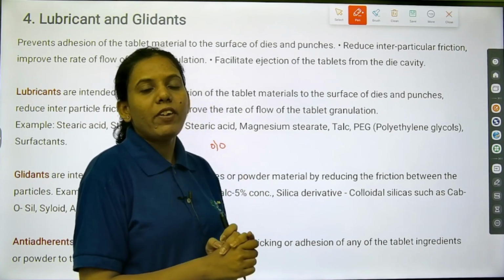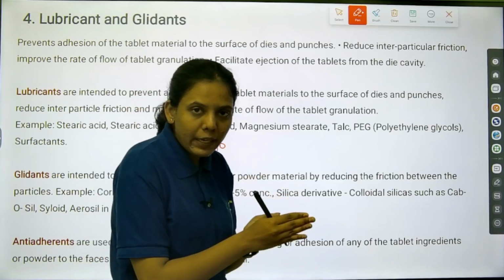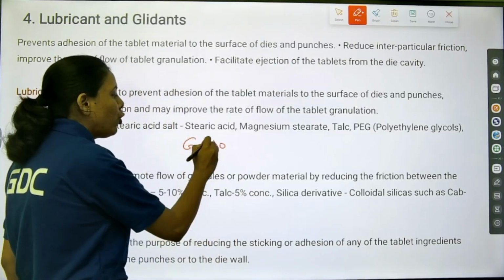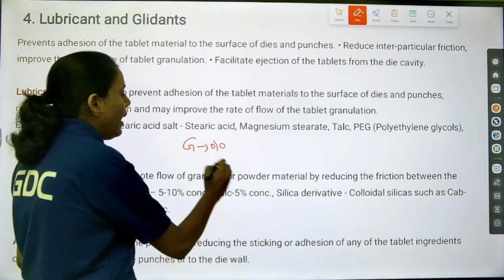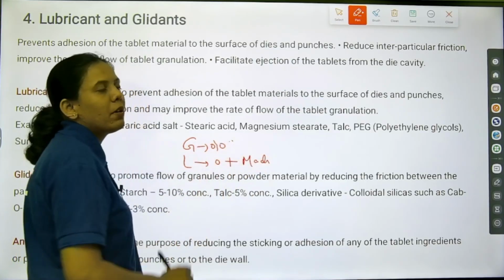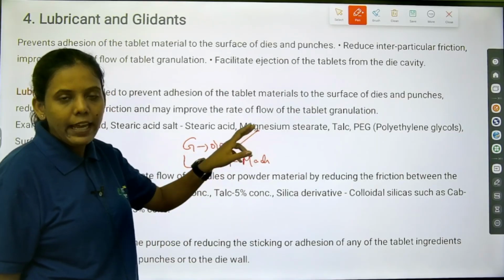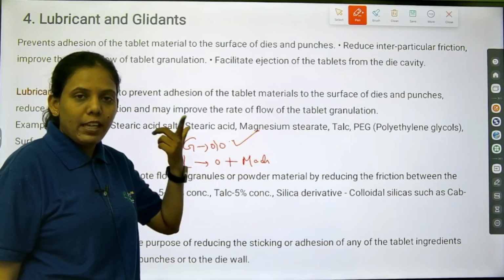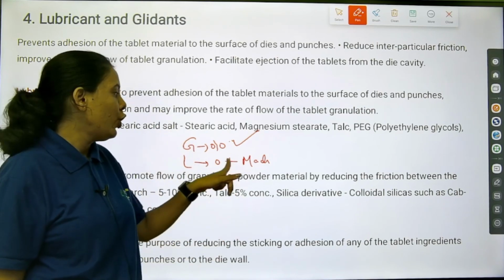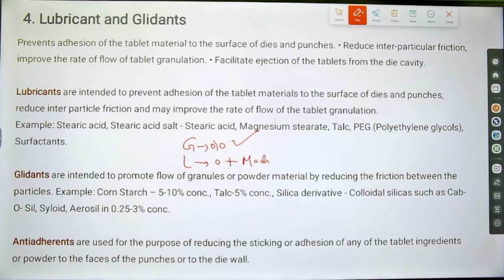Whereas lubricants, when we talk about lubricants, the friction will be reduced between the material and the machinery part. In case of glidants, only particle friction will be reduced. In case of lubricant, particle plus machinery part. In this case, machinery part will not be involved. So if you want to improve the flow, you can go for glidant. If you are facing issues with the ejection of the tablet or the tablet is sticking to dies and punches, you will use the lubricant. You will play with the lubricants, increasing or decreasing the concentration.